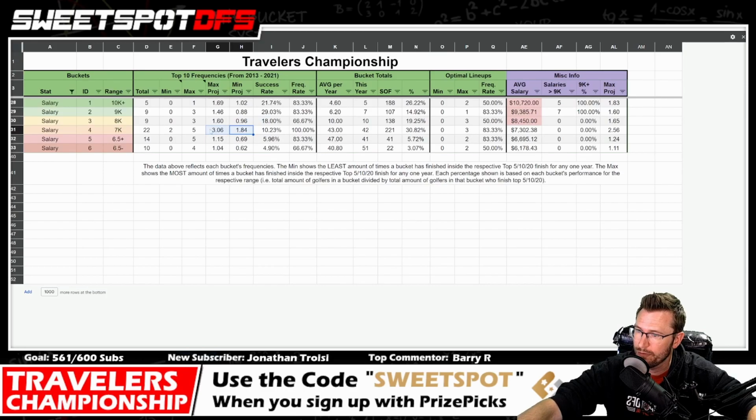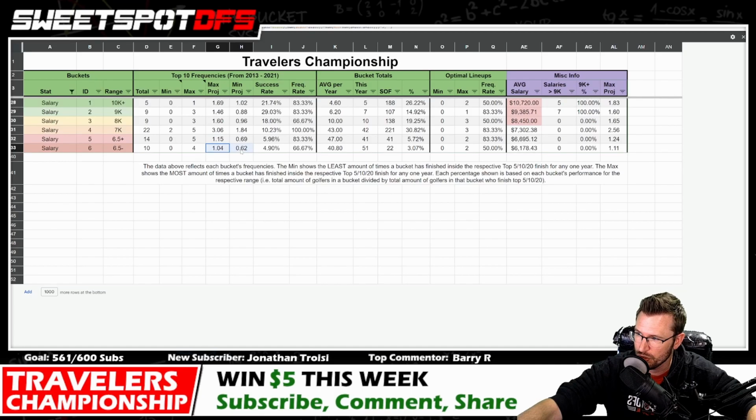7K range, 1 to 4. Pretty solid. And then 6K range, these are higher projections than we normally see. 0 to 2 and 0 to 2, but this is usually like 0 to 1. And it's not even close. It's like really bad success rate, less than 2%. And then not a super high frequency rate most of the time. But this is pretty good.